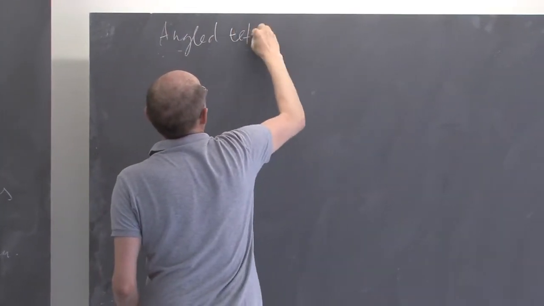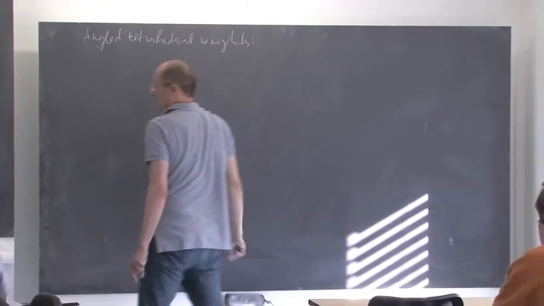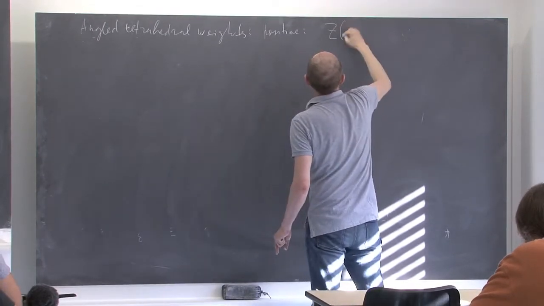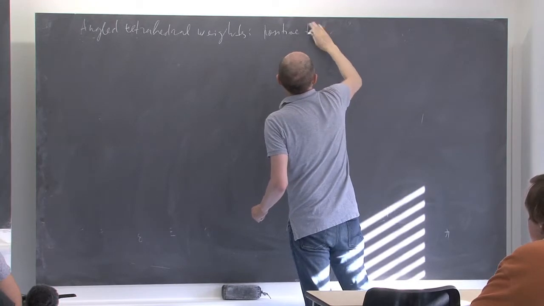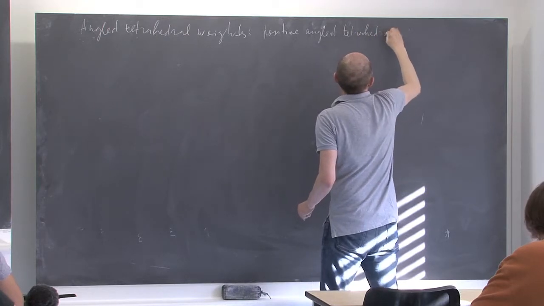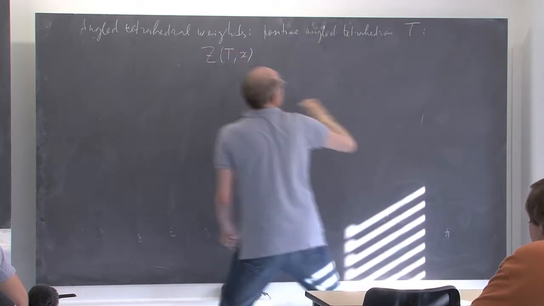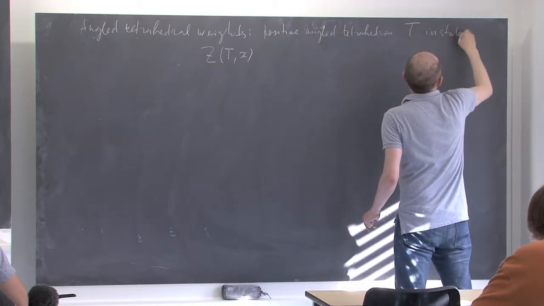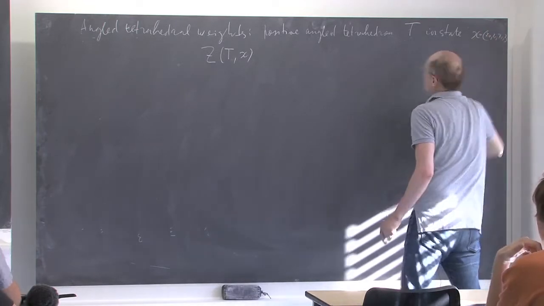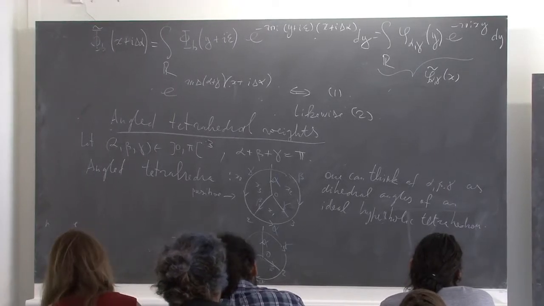Angle tetrahedral weights. So in the case of positive tetrahedron, let me call it W of positive T, angled tetrahedron T, we have a Z of T, X in state X. Okay, so X0, X1, X2, X3. These X's are state variables, so I call it in state X. So this is the X1, X3.